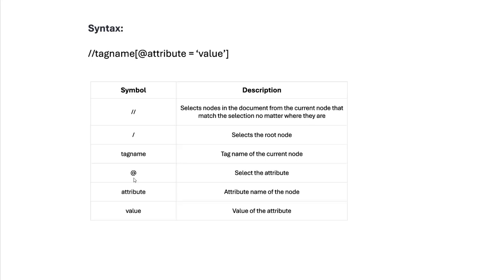Then the at the rate symbol selects the attribute, and then comes the value. In the previous session, we learned about the different locators we have, and there we also saw what an attribute is and how it works. Here we will take an example and see how we can identify a particular element using the specific syntax.